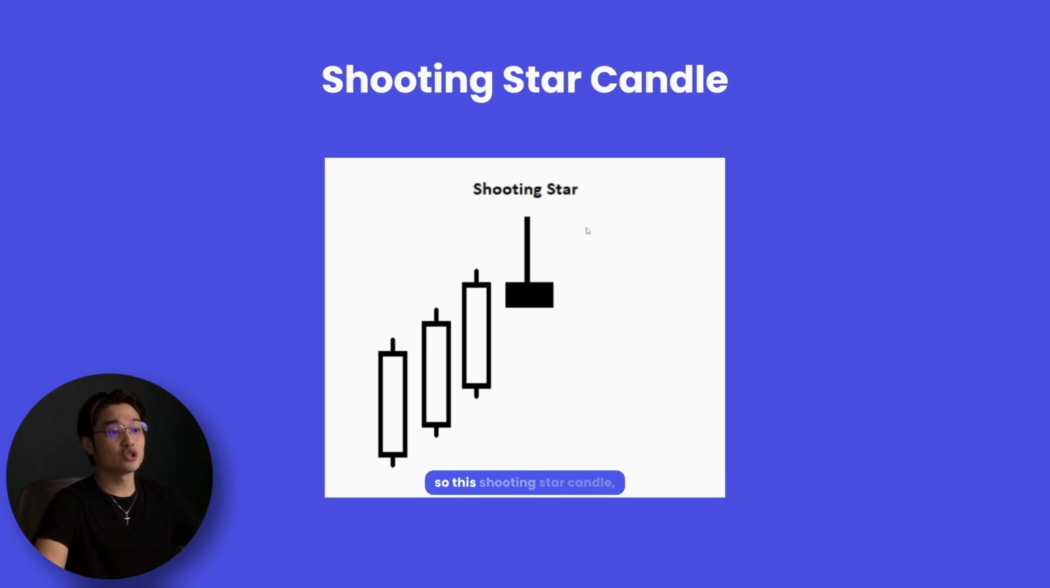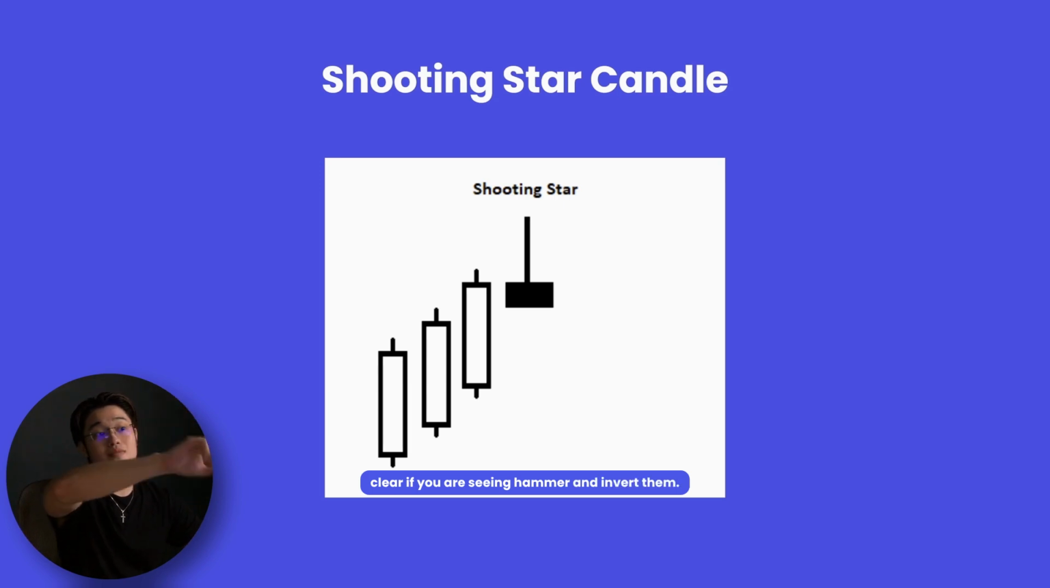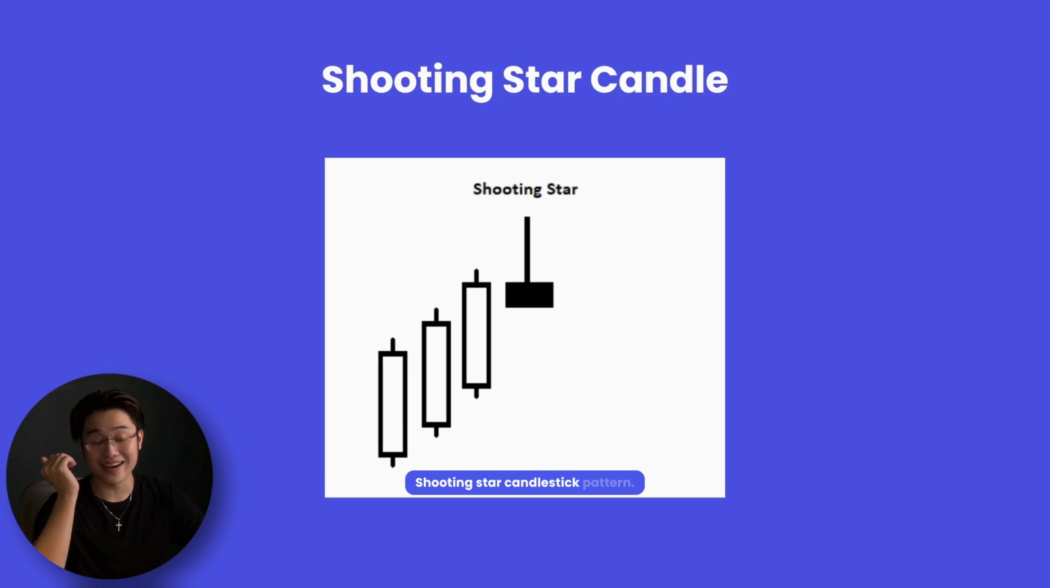Okay, so the shooting star candle looks like an inverted hammer candlestick formation here. It should be easy to see because it's very clear if you have seen the hammer and invert it. There you go, shooting star candlestick pattern.